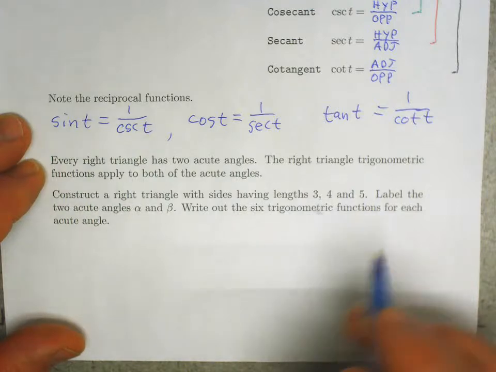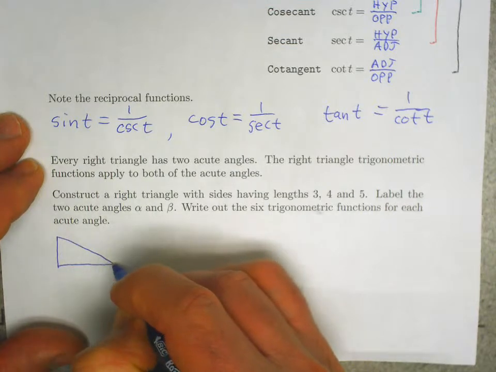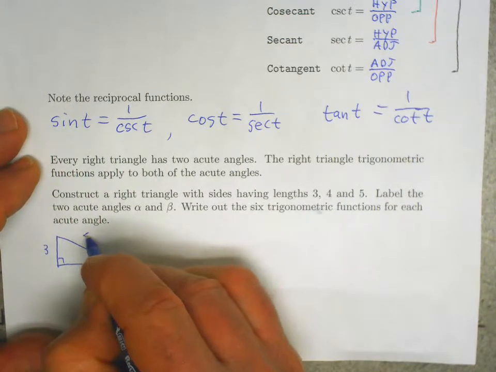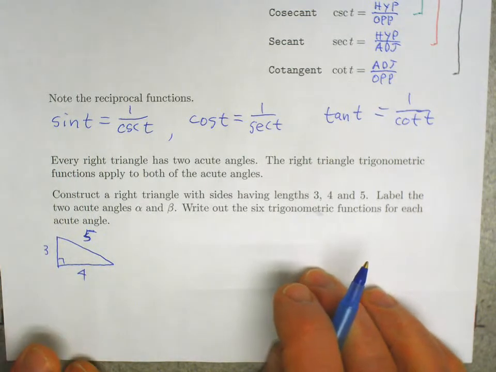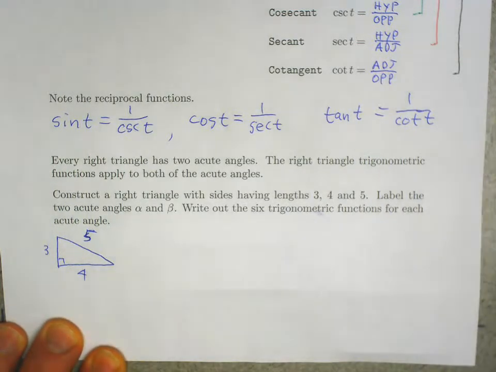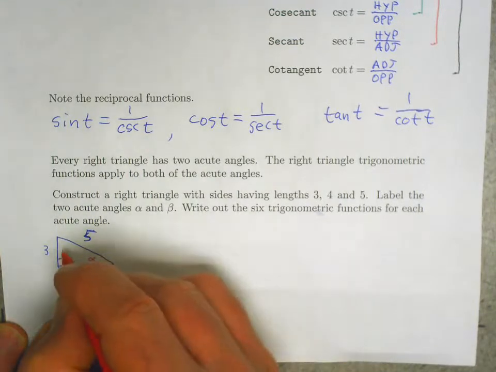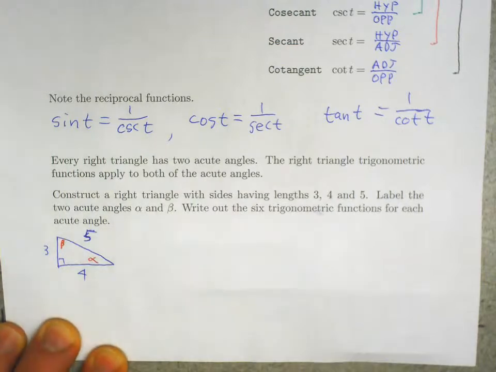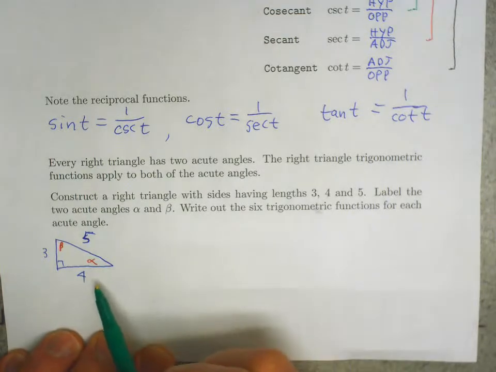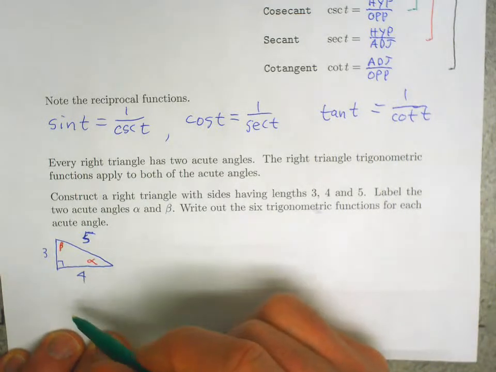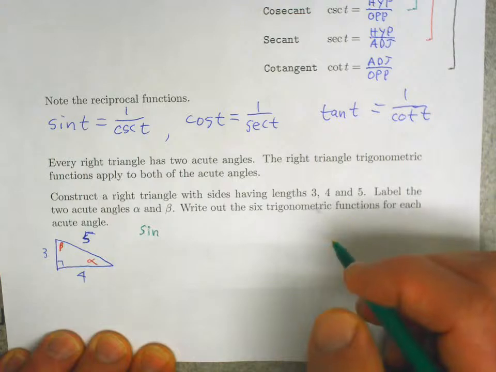Okay, so the right triangle has lengths 3, 4, and 5. Whoops, the long side is 5. It doesn't matter which of the acute angles is labeled what, so I'll just label this one alpha and this one beta. Okay, so using the lengths 3, 4, and 5, we'll start with the 6 trigonometric functions involving alpha.